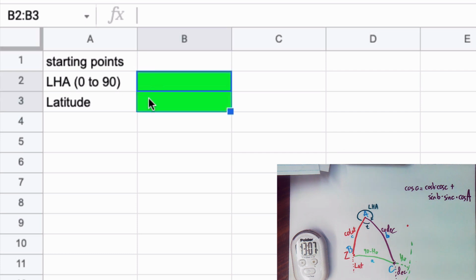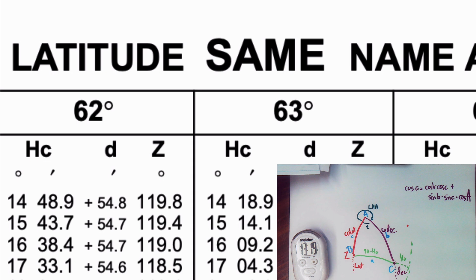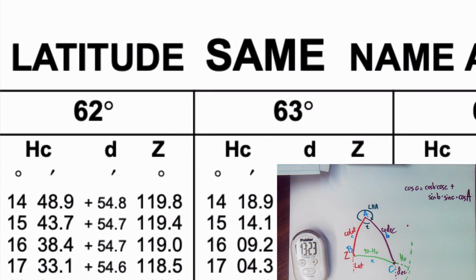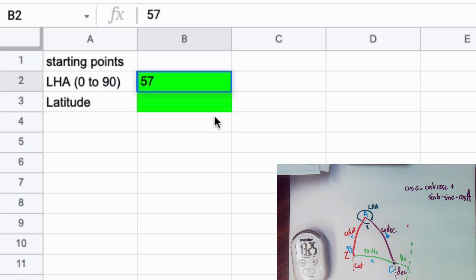And usually when I'm doing these types of spreadsheets, I like to highlight in green the stuff that the user is allowed to change. So we're going to start off with an LHA of 57. I think that was 57. Yeah, LHA of 57, and then a latitude of 67 degrees. All right, and that's going to be our starting point.